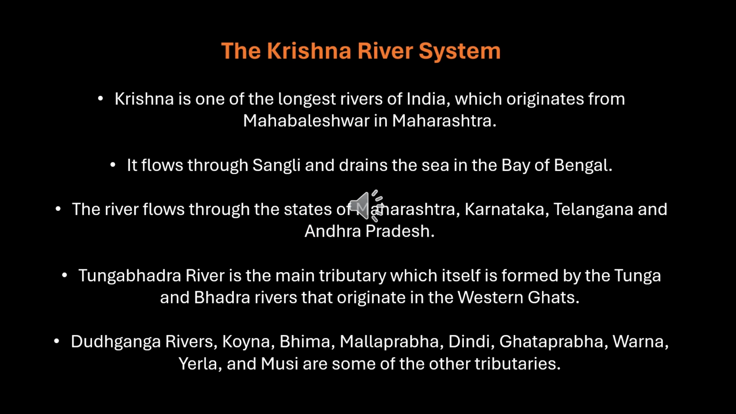The Krishna River System. Krishna is one of the longest rivers of India, which originates from Mahabaleshwar in Maharashtra. It flows through Sangli and drains into the Bay of Bengal. The river flows through the states of Maharashtra, Karnataka, Telangana and Andhra Pradesh. Tungabhadra River is the main tributary which itself is formed by the Tunga and Bhadra rivers that originate in the western Ghats. Dudhganga, Koyna, Bhima, Malaprabha, Dindi, Ghataprabha, Warna, Yerla, and Musi are some of the other tributaries.